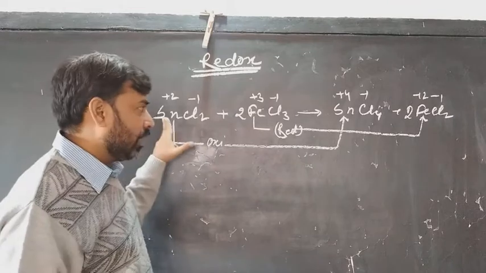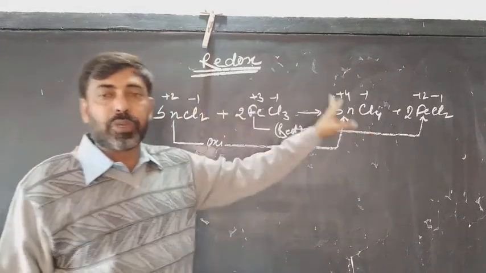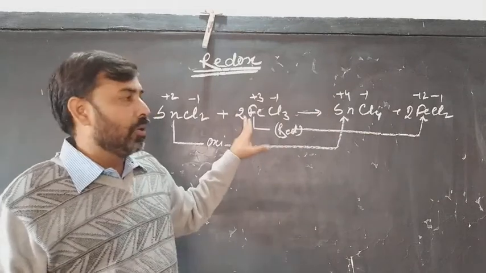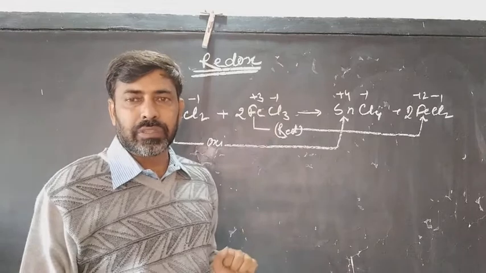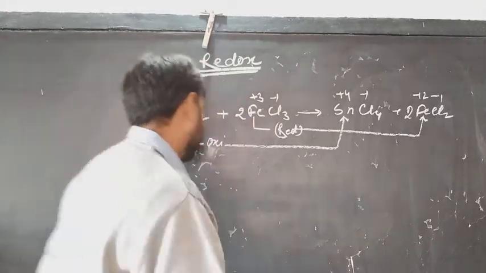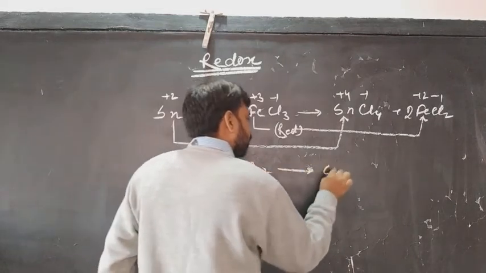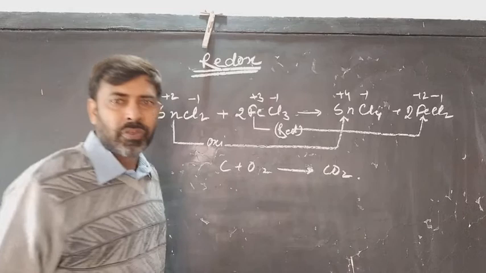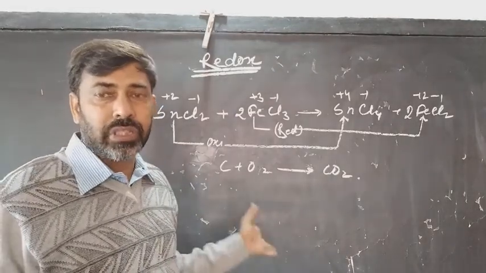The stannous is oxidizing from +2 to the +4 oxidation state, and iron from +3 to the +2 oxidation state, that means it is undergoing the reduction. We are taking one more reaction, a very small one. C plus O2 gives CO2. You know well that the addition of oxygen is called oxidation.